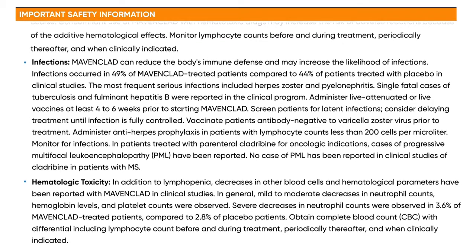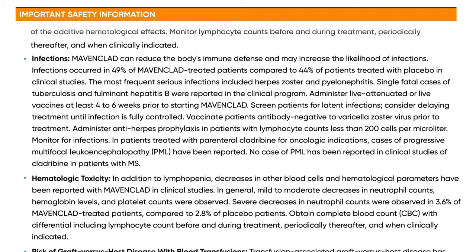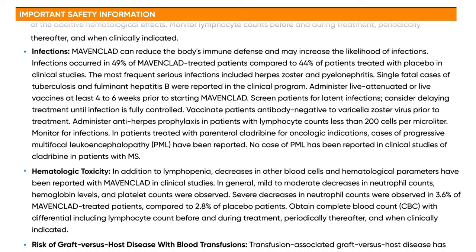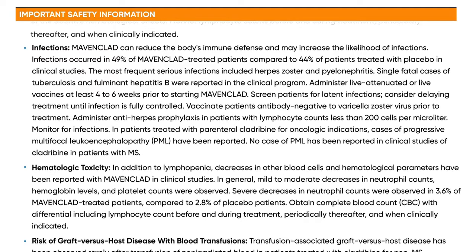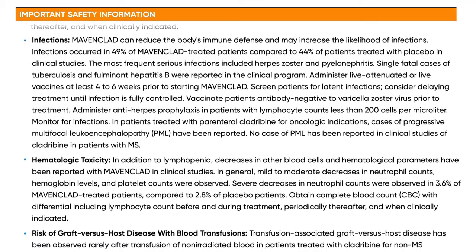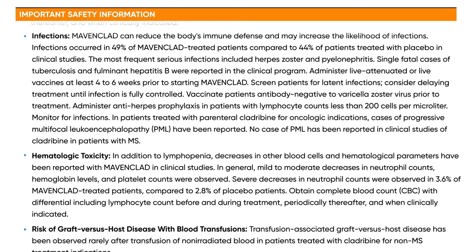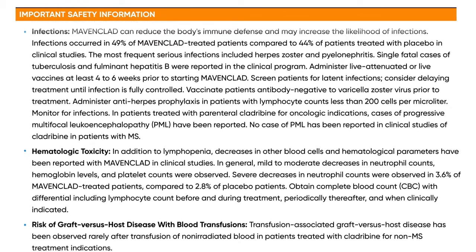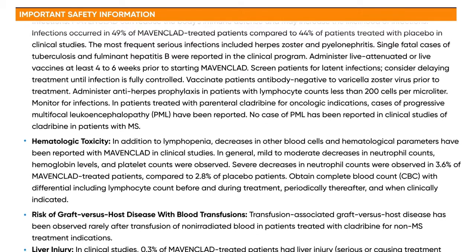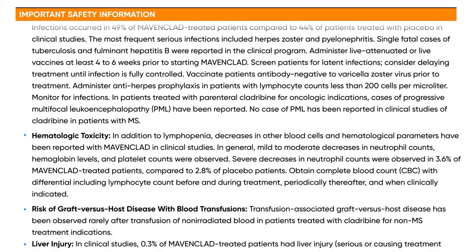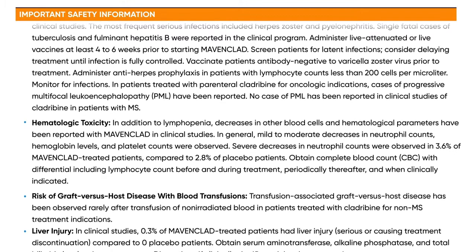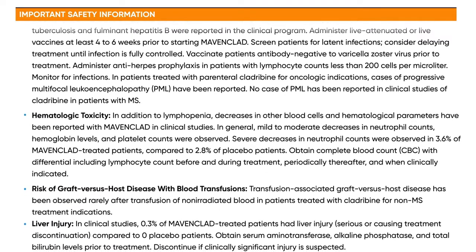Administer live attenuated or live vaccines at least 4 to 6 weeks prior to starting MAVENCLAD. Screen patients for latent infections. Consider delaying treatment until infection is fully controlled. Vaccinate patients antibody negative to varicella zoster virus prior to treatment. Administer anti-herpes prophylaxis in patients with lymphocyte counts less than 200 cells per microliter. Monitor for infections. In patients treated with parenteral cladribine for oncologic indications, cases of progressive multifocal leukoencephalopathy, PML, have been reported. No case of PML has been reported in clinical studies of cladribine in patients with MS.